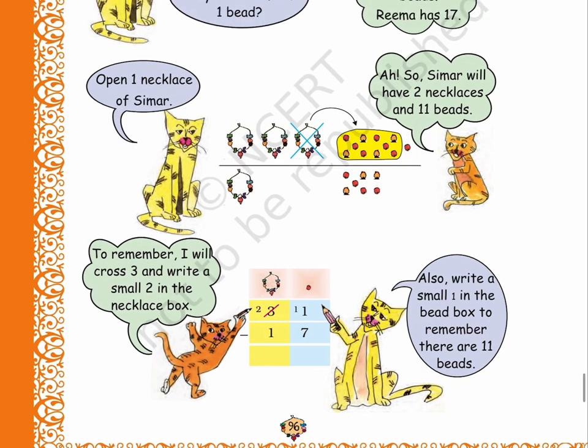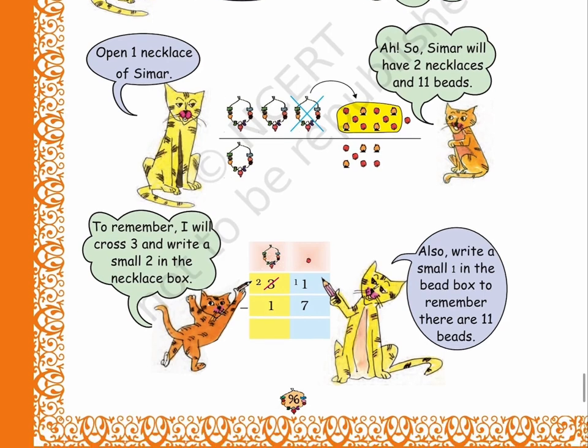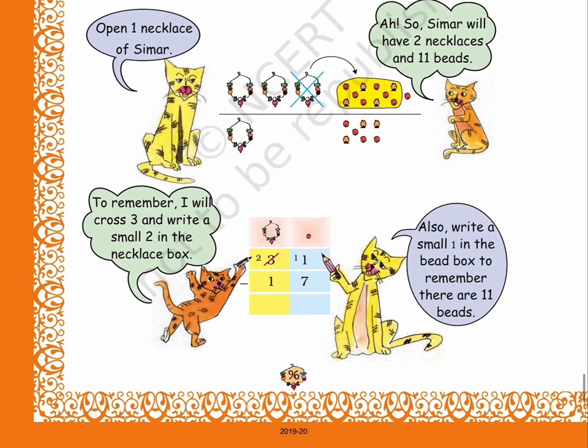in yellow color. In picture 3, Cat 1 is standing near the table with a pencil in her right hand and is saying, to remember, I will cross 3 and write a small 2 in the necklace box. Cat 2 is sitting near the blue bead box of the table with pencil in her right hand and is saying, also write a small 1 in the bead box to remember there are 11 beads.